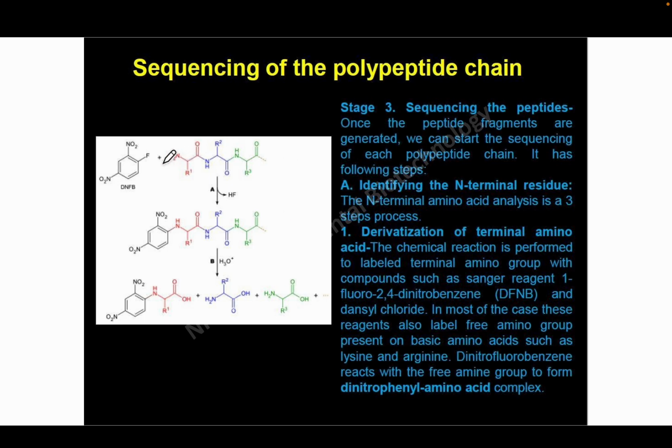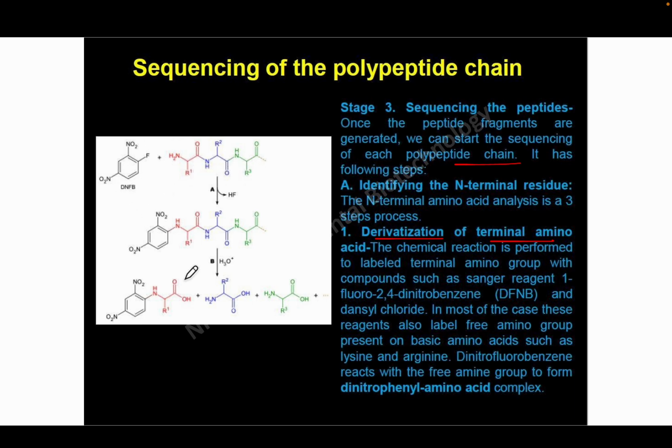Sequencing of the polypeptide chain. So what is the mechanism behind this sequencing of the polypeptide chain? Sequencing the peptides. Once the peptide fragments are generated, we can start the sequencing of each polypeptide chain. It has the following steps: identifying the N-terminal residue. The N-terminal amino acid analysis is a 3-step process. At first, derivatization of terminal amino acids. The chemical reaction is performed to label the terminal amino acids.